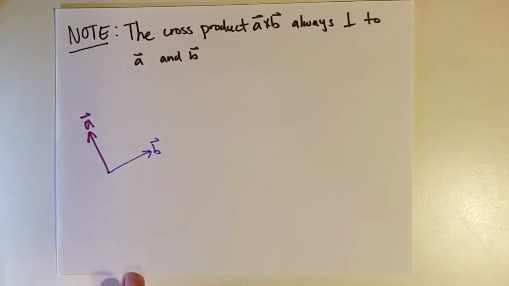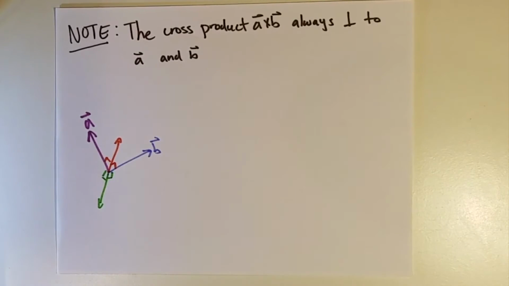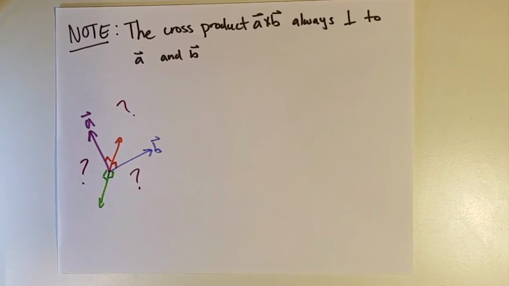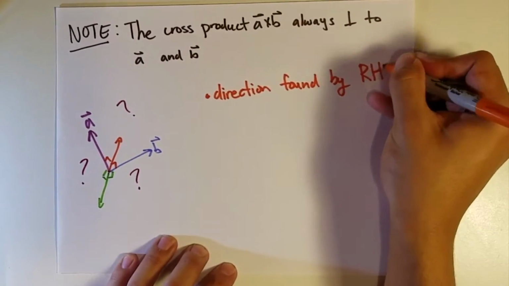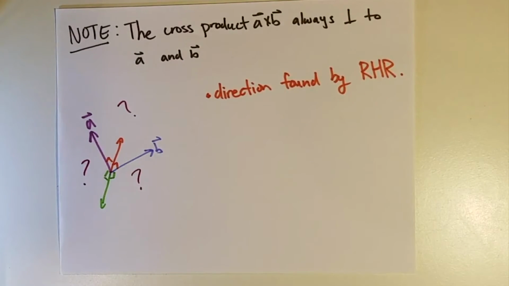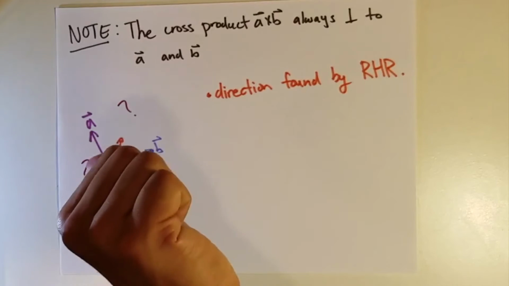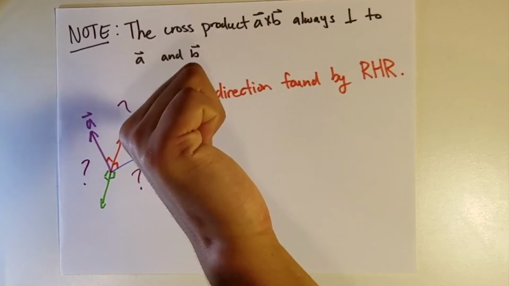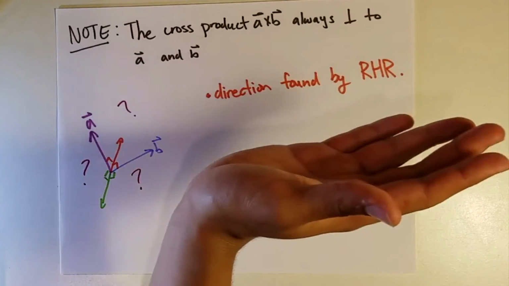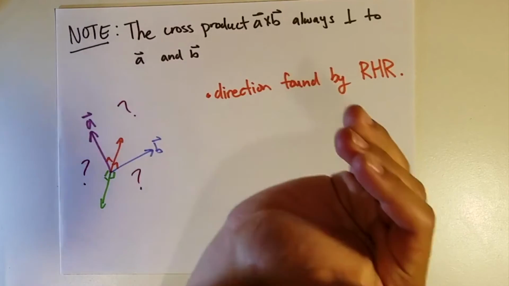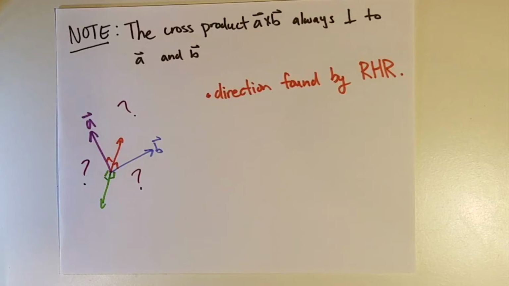But you may be wondering, this way is perpendicular, but so is this way. So which vector is the cross product vector? Well, we determine the direction by the right-hand rule. First, point your hand towards the a vector, curl your fingers towards the b, and your thumb points towards the cross product. Note that if we did b cross a, we would point our fingers towards the b direction, curl our fingers towards the a, and our thumb would be pointing the opposite direction.